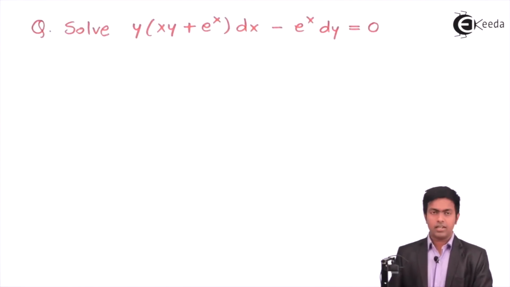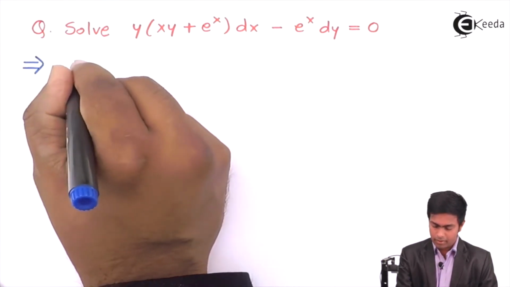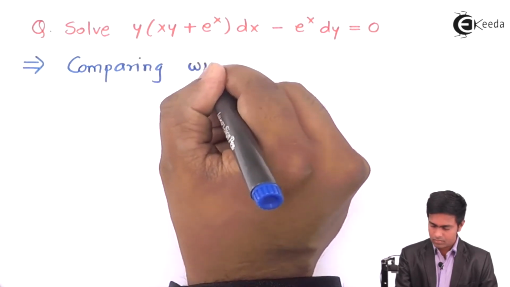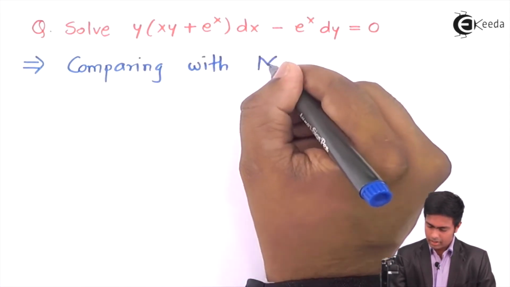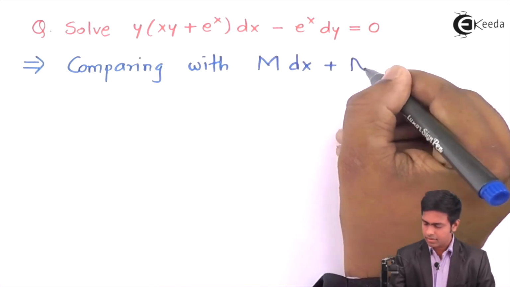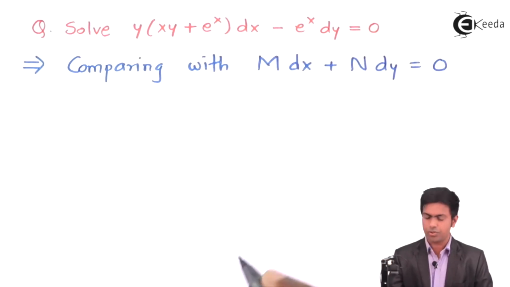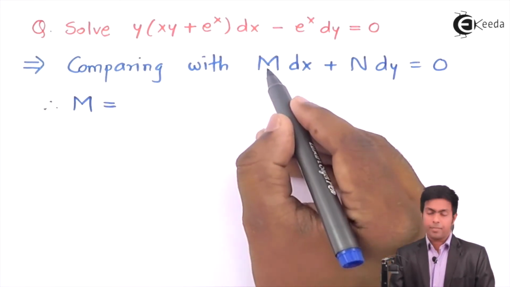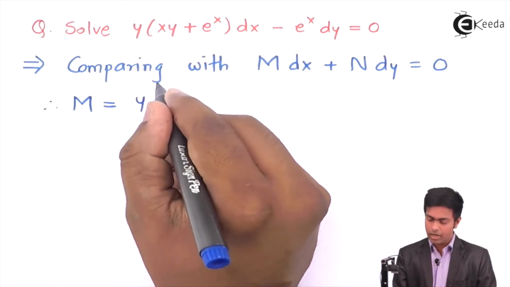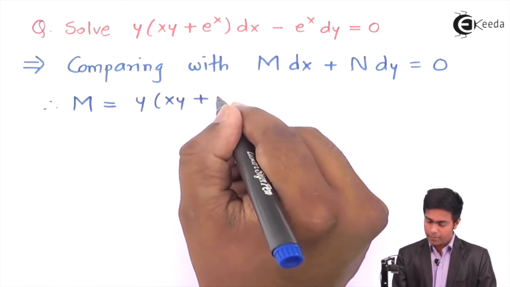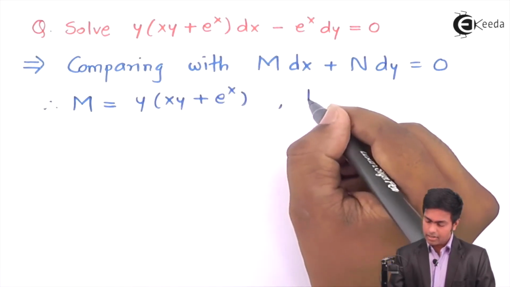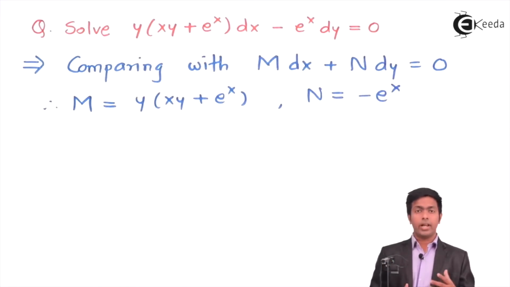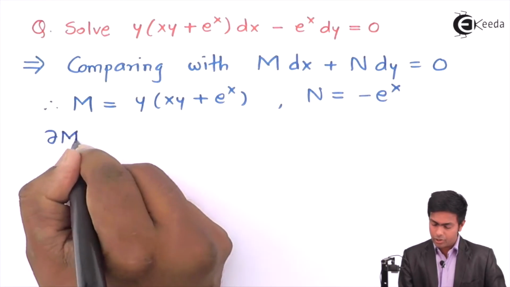So let's start. Here I'll say, comparing with M dx plus N dy equal to 0, we can say that the value of M is the coefficient of dx, that is y into (xy plus e raised to x), and the value of N is minus e raised to x. Now let's take the value of dou M by dou y and dou N by dou x.